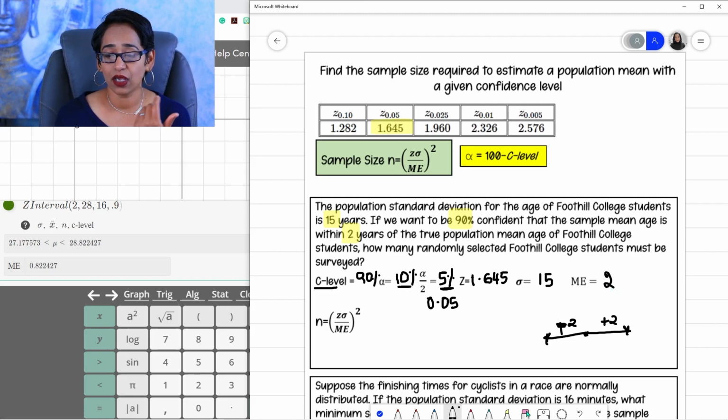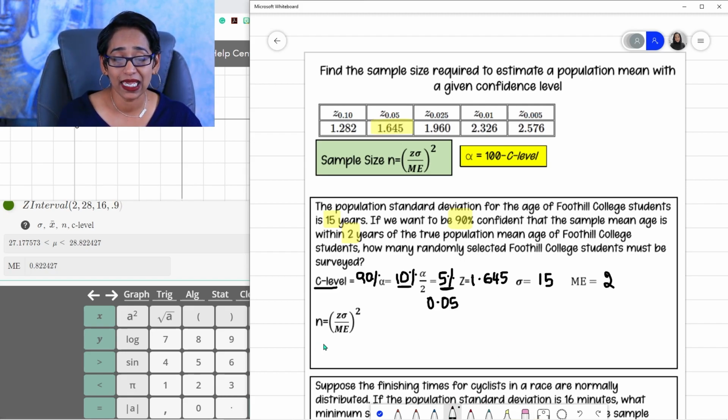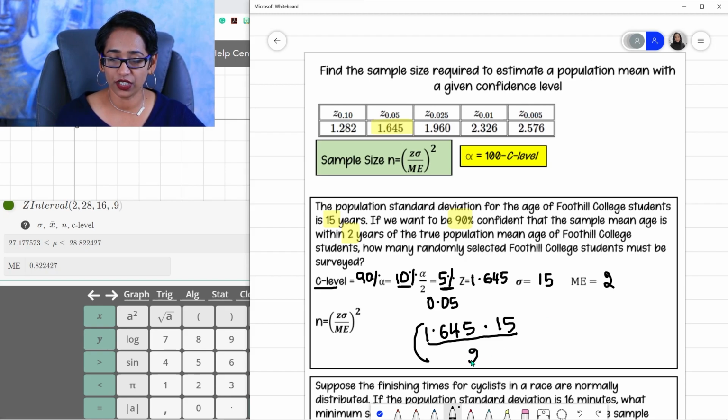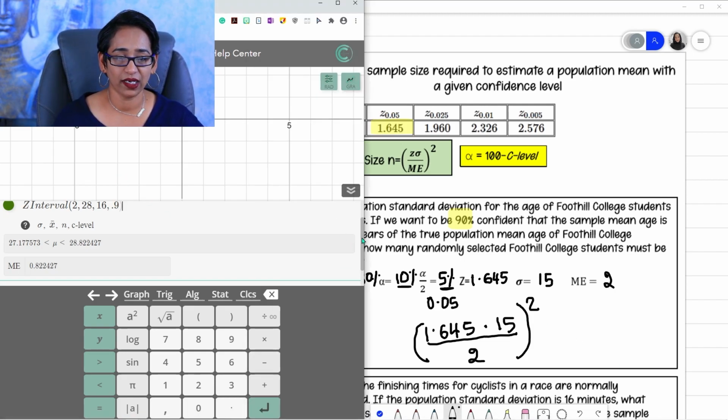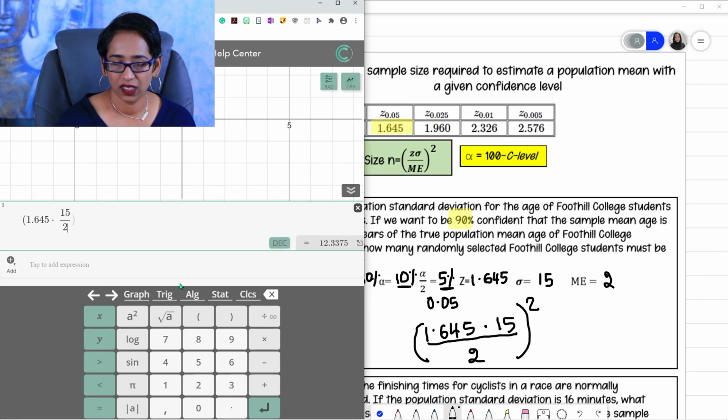Now what they're asking you is, once you know all of this, they said, hey, I don't want to know the population mean. I want to know how many students should I sample or survey. So I'm going to go ahead and plug that here. Z, I got it. My Z is 1.645. Standard deviation is 15. My margin of error is 2. What am I doing? Squaring everything. Let me plug it into my calculator. Again, the best practice is delete everything you have. Open parentheses, 1.645 times 15 divided by 2. Close parentheses and then square.